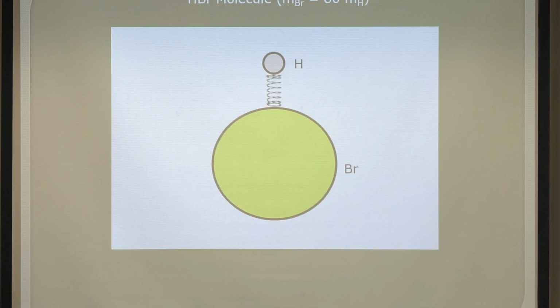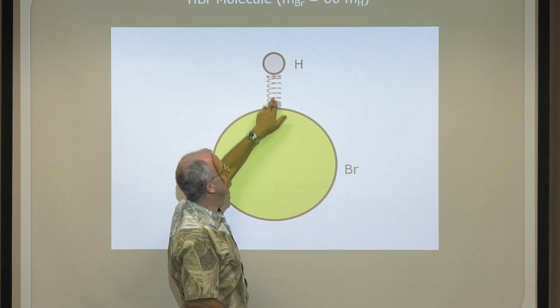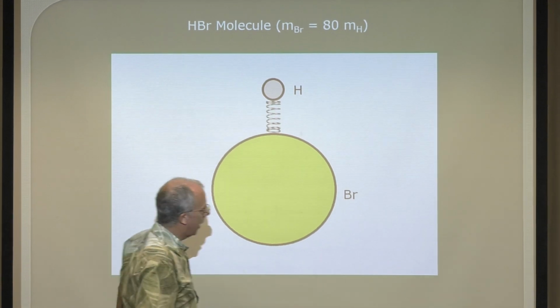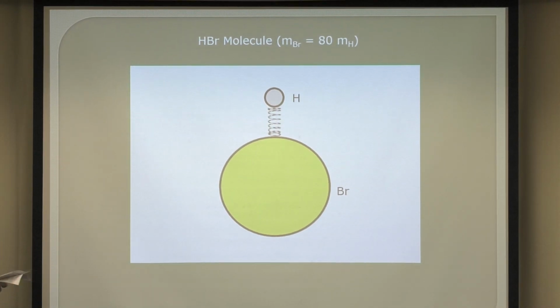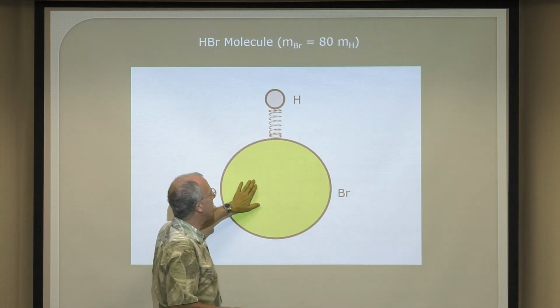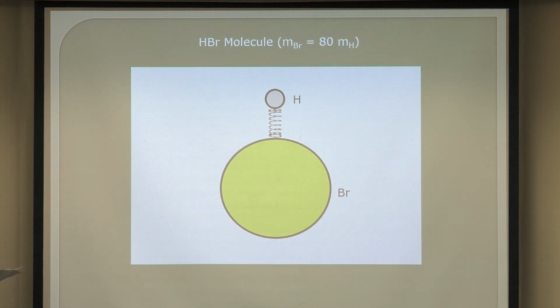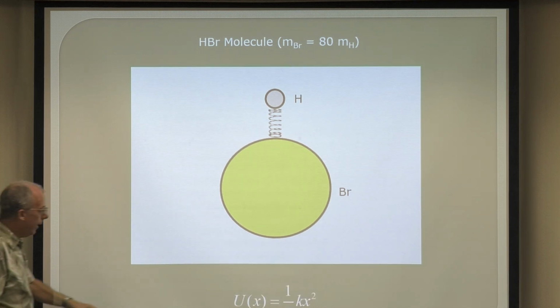We always model things like that, like this, right? So here's the bromine, here's the spring, which is the molecular bond, and here's the little tiny hydrogen, okay? So we're going to assume that this is stationary, right? Because it's so much more massive than that. All right, so what's the potential energy for something held onto something else by a spring? Well, we've done this a million times. It's just 1/2 kx squared.